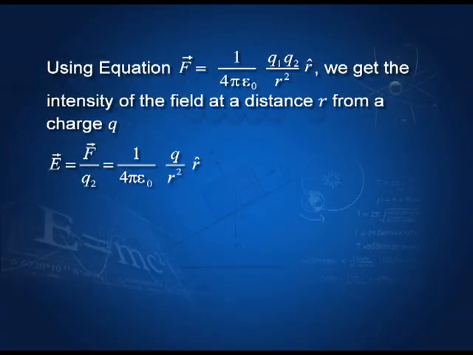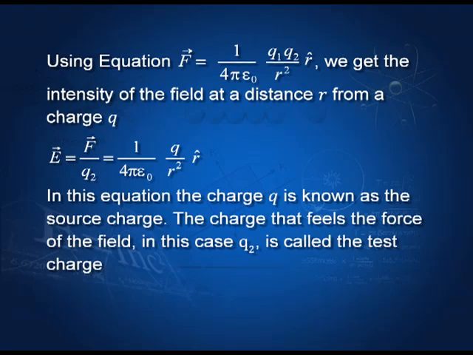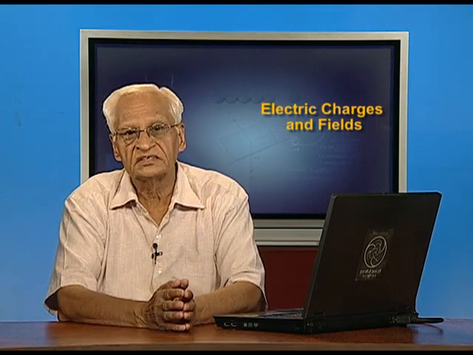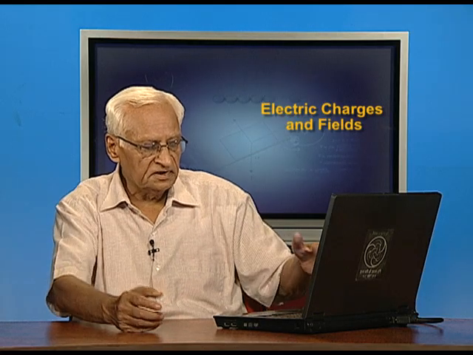So, F vector is given by this, therefore E vector, the intensity, is the force on a unit positive charge, that is F by q2. If I take q2 from this formula, then I get intensity equal to 1 by 4 pi epsilon 0 into q by r squared into r, the unit vector. So, that is the intensity due to a charge q. Q is known as the source charge, and any other charge entering the field of this charge is called a test charge. Now, what is the direction of the field?